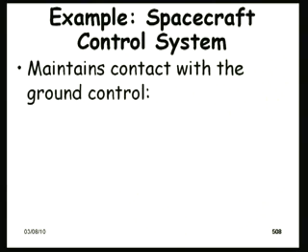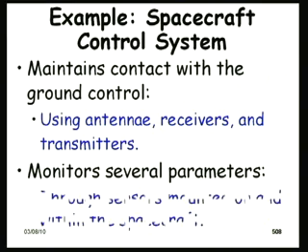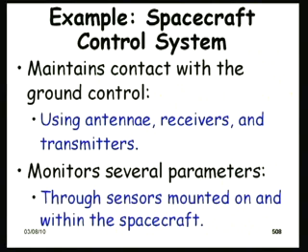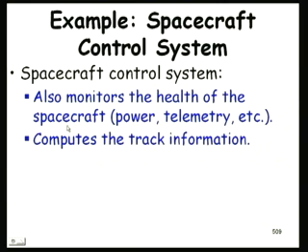Similar is the case with spacecraft control systems, which maintain contact with the ground control using antenna, receivers and transmitters, and monitor several parameters through sensors mounted on and within the spacecraft. Based on this data, the spacecraft control system also monitors the health of the spacecraft, like power and telemetry, and computes the track information, that is, what track it is following and how much is the deviation from the desired track.